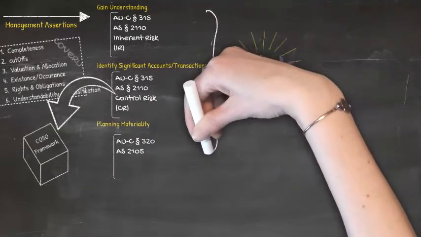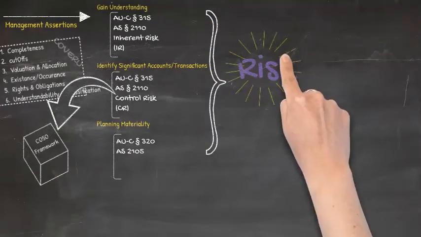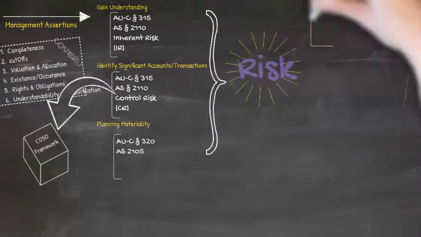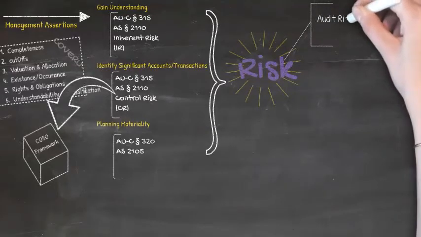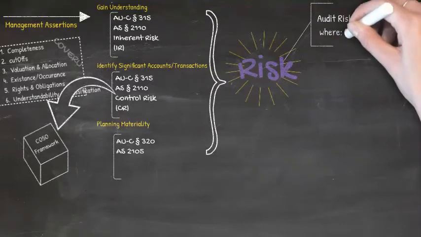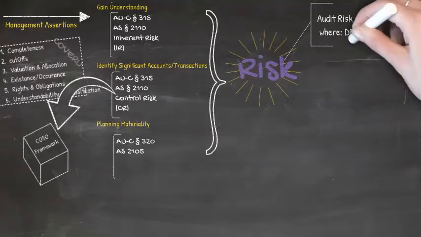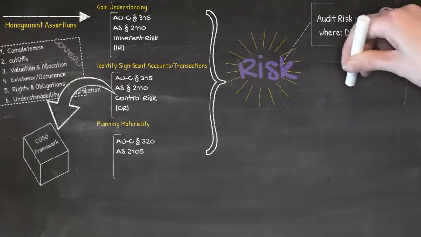The information gathered about the client, its environment, and the internal controls allows James to assess audit risk. Audit risk is a function of a client's inherent risk, control risk, and detection risk. We derive the formula for detection risk from this function, where detection risk is overall audit risk divided by the product of inherent risk and control risk.